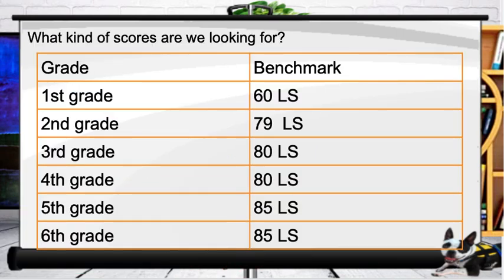So what kind of scores are we looking for? When we look at norms, you can see them here, 1st through 6th grade. We want to score a CLS of 60 for 1st grade, 79 for 2nd, 80 for 3rd and 4th, and 85 for 5th and 6th. We can also look at these scores across a single classroom or across a school or across a district to set more individualized norms.